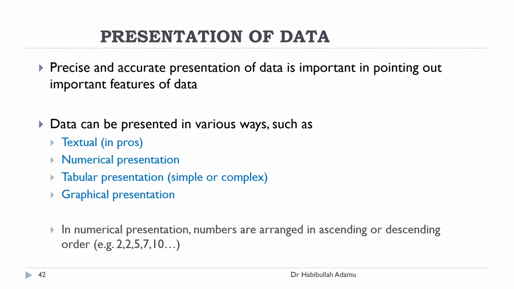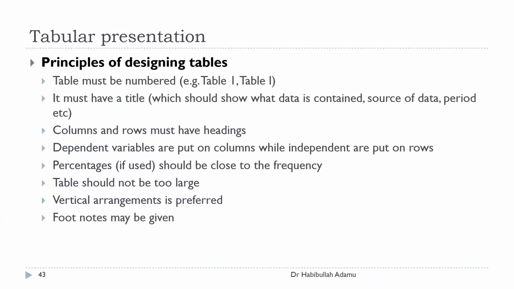If you are presenting your data in numerical order, or even sometimes textual, it is important you arrange it either in ascending or descending order. If you are using a table, because the use of a table is almost inevitable, at least your social demographic characteristics, that is the biodata, are expected to be presented using a table. These are some of the principles to guide you as you design your table. The table must have a number, Table 1, with its title, Table 2, and so on and so forth.